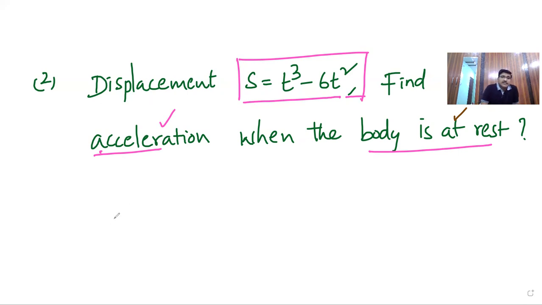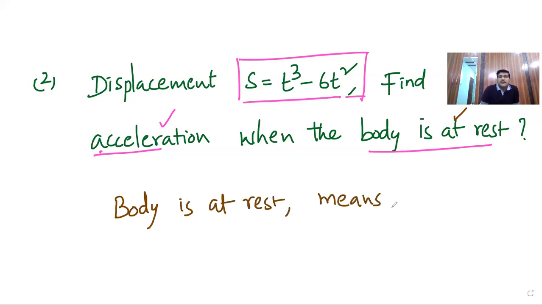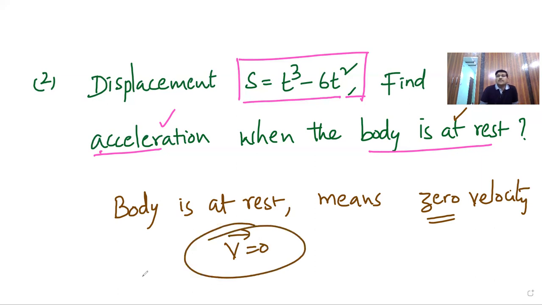Here I clearly write: body is at rest means 0 velocity. Velocity is 0. V bar is 0. No velocity at all. It is taking rest. At rest, no velocity.